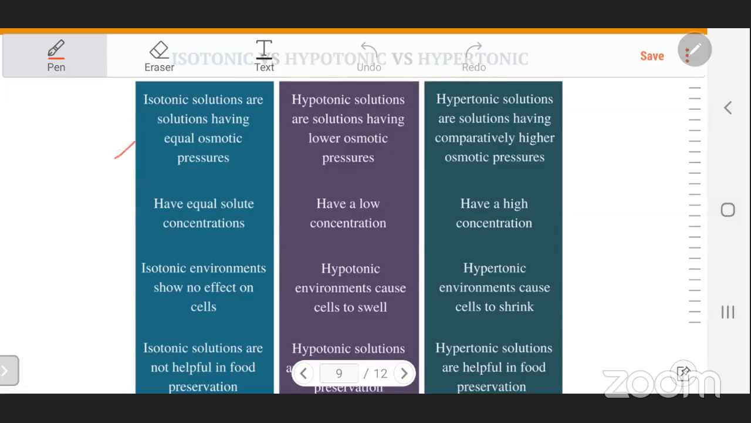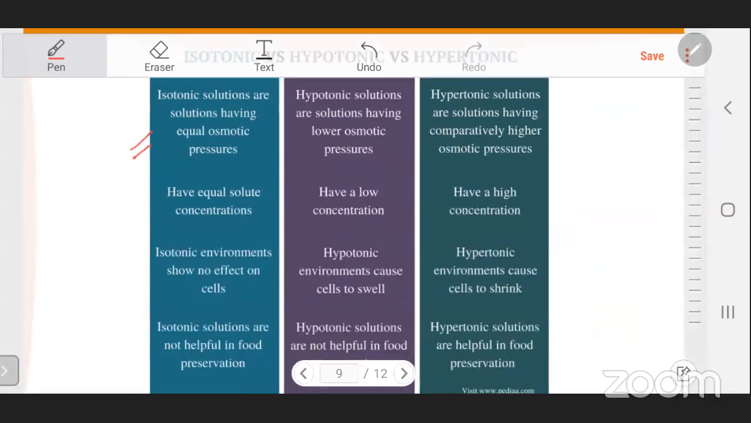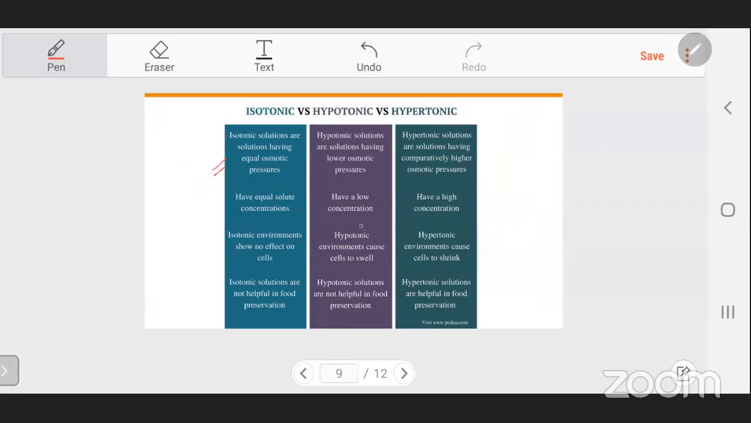I will skip the isotonic part as it has no such role in changing the cell size or cell shape or cell weight. But in hypotonic and hypertonic, there is a change in cell shape or cell size. So for that, if you put a cell in a hypotonic solution, the cell will swell up. It will absorb water from the outer environment, which has a higher concentration of water, to the lower concentration of water environment that is inside the cell, and it will swell up.